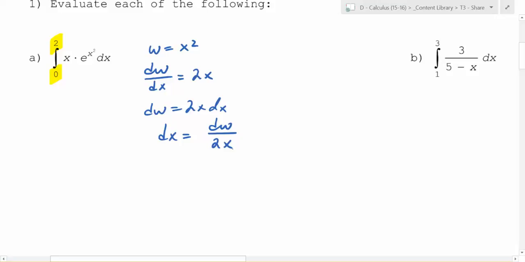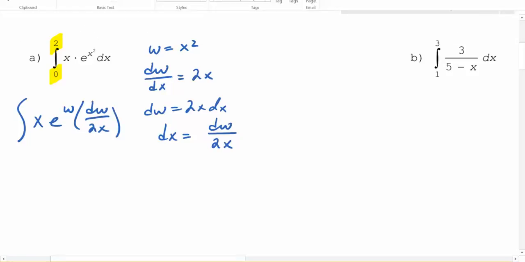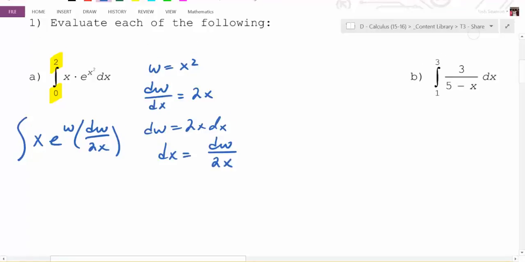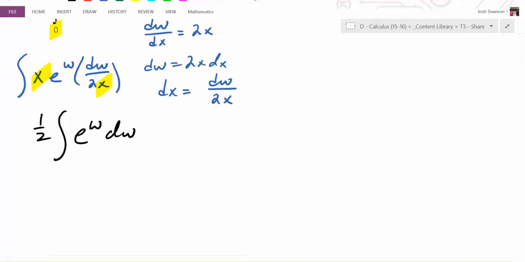Right. So now we do the substitution, and we do the integral of x e to the u, and instead of dx we write du over 2x. And what's the nice thing that cancels on this one? The x's. If the x's didn't cancel, we'd be stuck, right? So the x's are gone. So we end up with 1/2 of the integral of e to the u du. Is that nice? That's very nice.